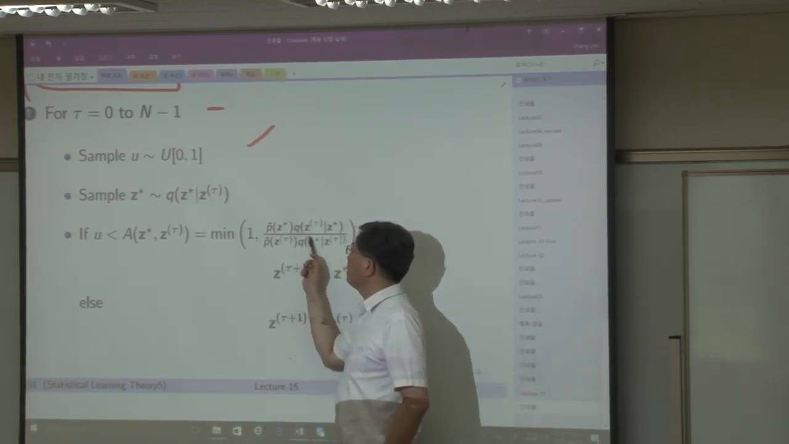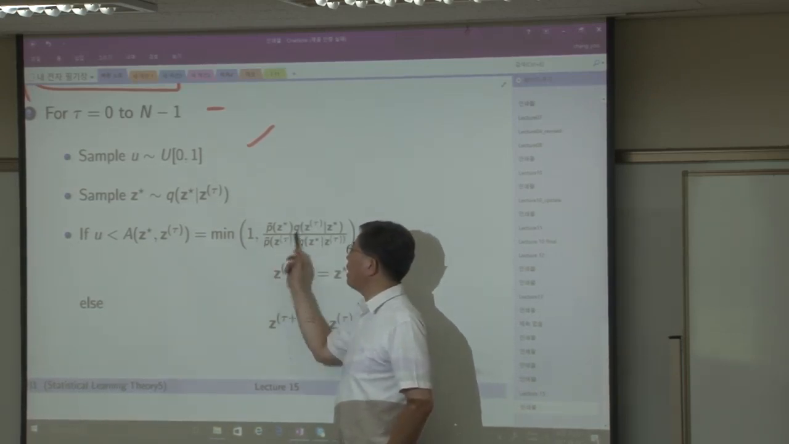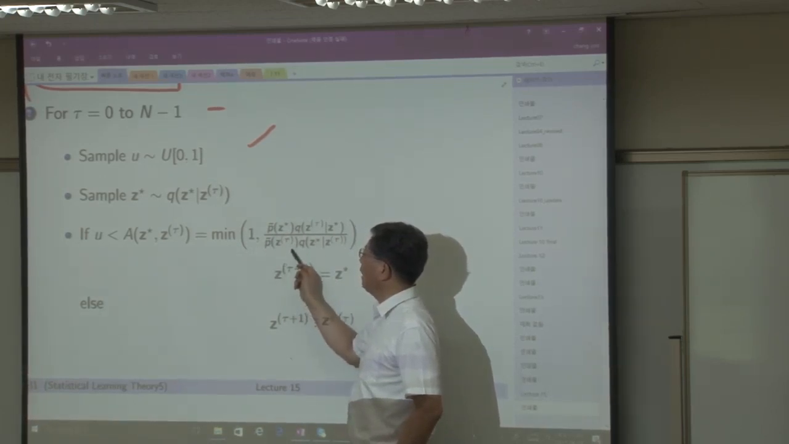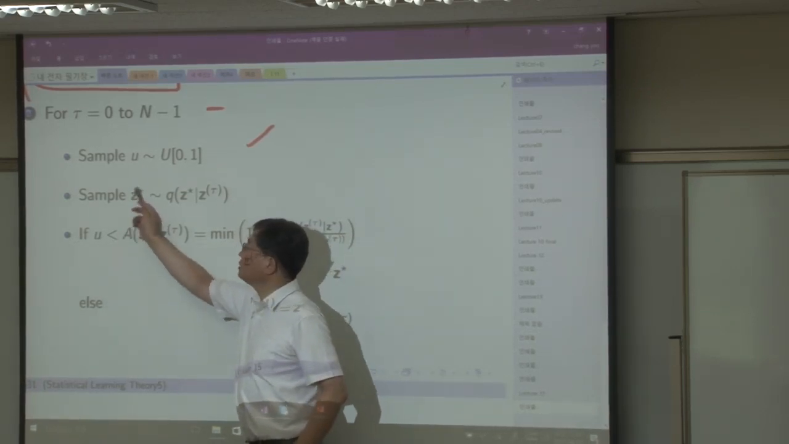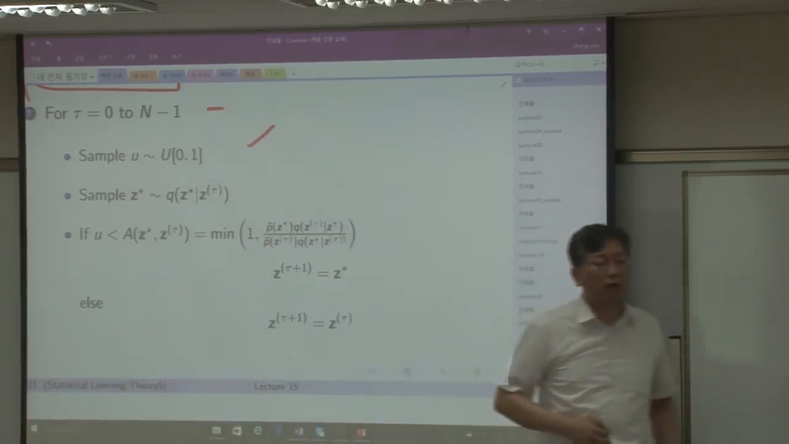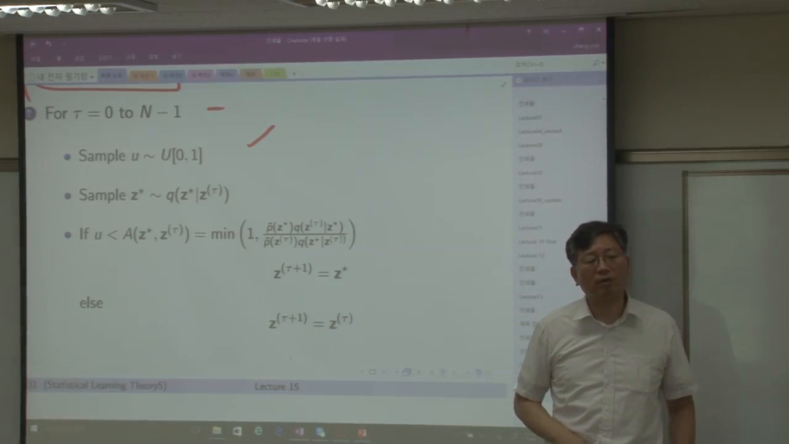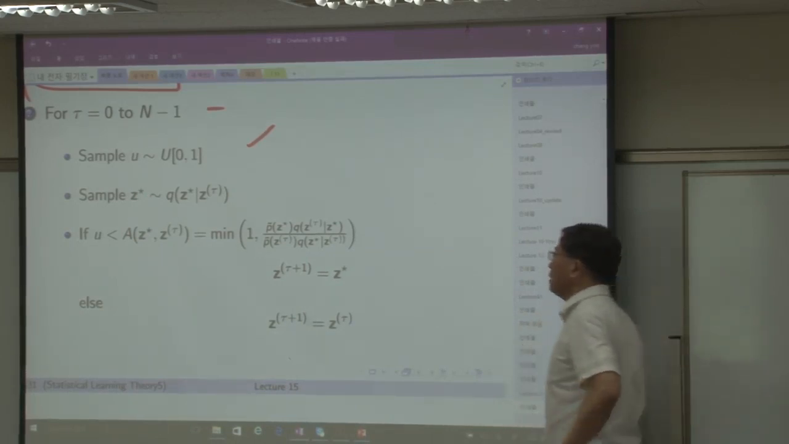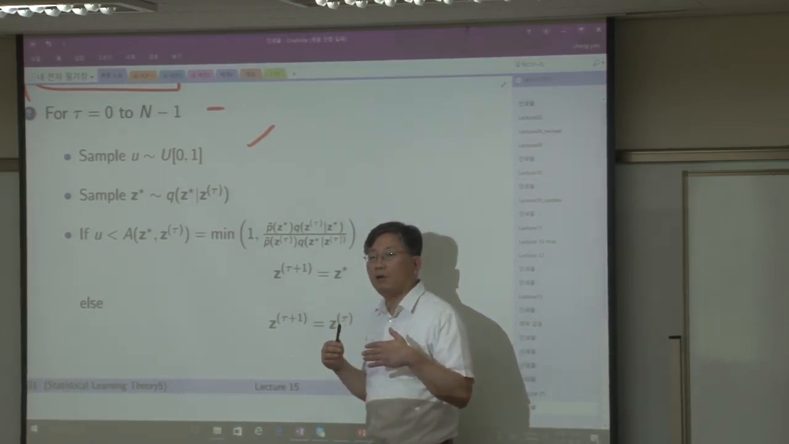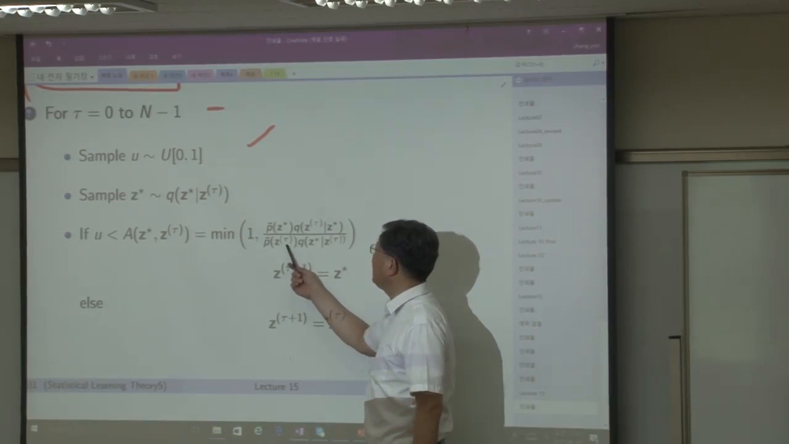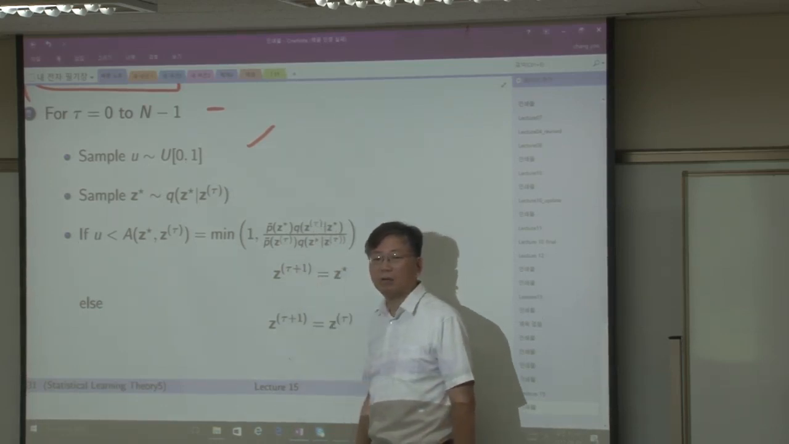Otherwise, if this is bigger than that, then the minimum value will be this, and let's say it's 0.7, then the probability of accepting z star will be 0.7. Okay? And I could be rejecting that with probability of 0.3. So this sort of represents the ratio of going from z tau to z star, and the one going from z star to z tau. Okay?